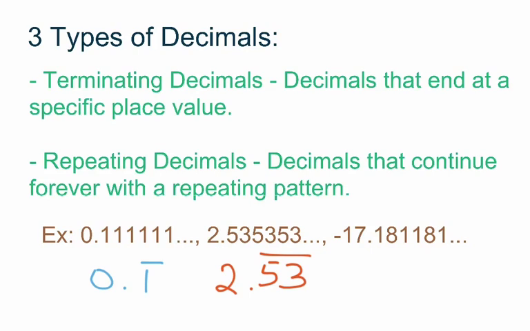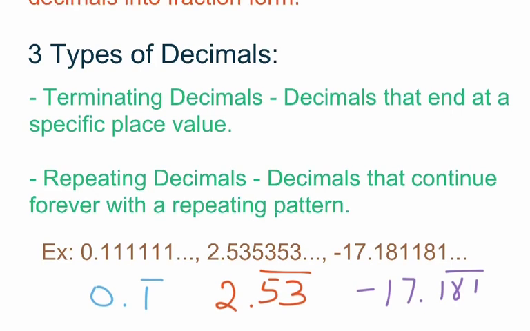All right, and finally with our last example, where we have negative 17.181181, where we see that the 181 is repeating, we would rewrite that as negative 17.181 with a repeating bar over the 181. Okay? So that is our second type of decimal, repeating decimals. Those can be indicated either with 3 dots at the end of the number, which indicates that the decimal goes on forever, or a repeating bar over the decimal, which again indicates that that particular number repeats forever.